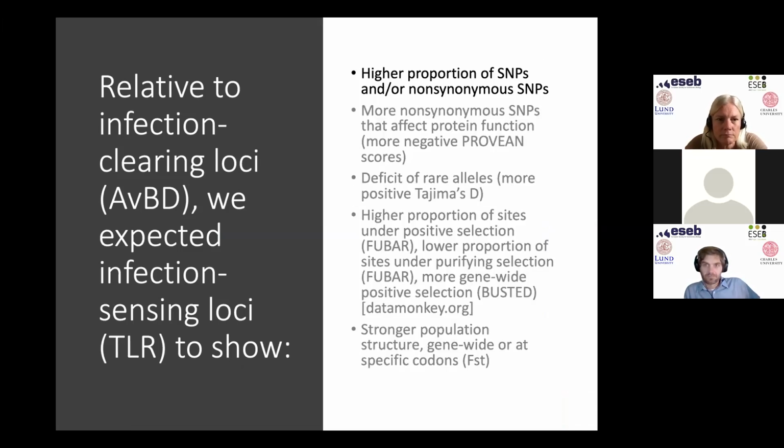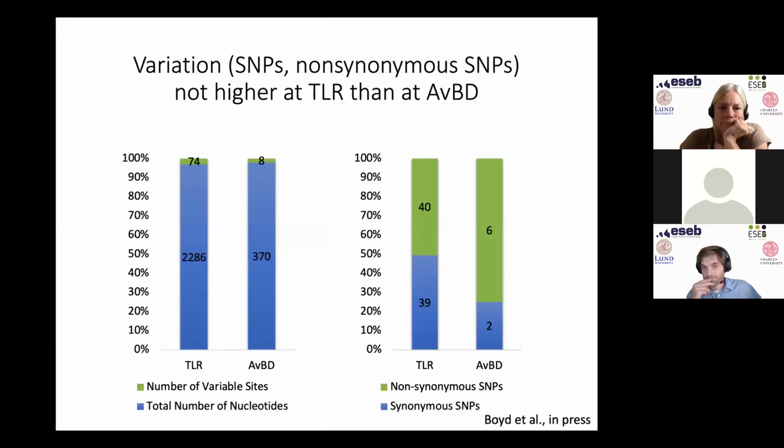So first of all, we might expect simply more variation, a higher proportion of variant sites or a higher proportion of SNPs that are non-synonymous at TLR, the infection sensing loci, relative to loci that are clearing infection. The short answer is we do not see that at all. There's no significant elevation in either SNPs or non-synonymous SNPs at toll-like receptors than at avian beta defensins.